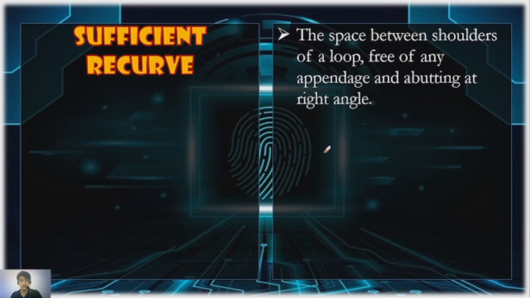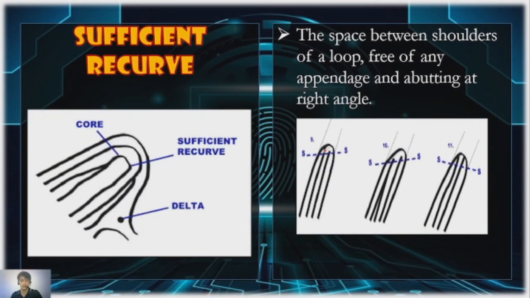And then the sufficient recurve, this is what we usually look at to locate or to describe the shoulder of the loop. Well, we have here an illustration. So where is the sufficient recurve? We have it here. Why do we say that this is the sufficient recurve? Because it says here, this is the space between shoulders of a loop free of any appendage abutting at any right angle. It doesn't have an appendage, and as you can see here, this is what we call the sufficient recurve.